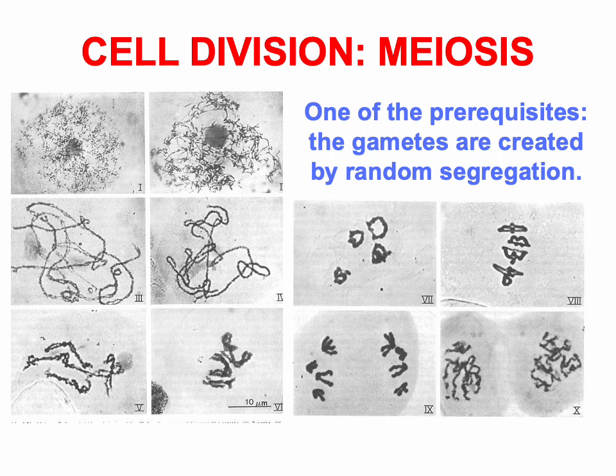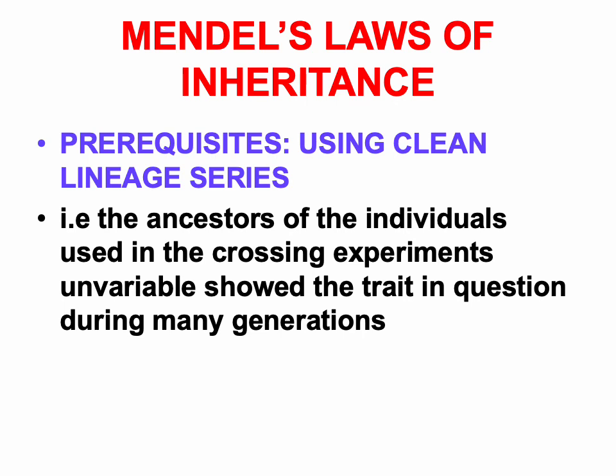Here I have to mention, previously, one of the Mendelian rules' prerequisites: the gametes are created by random segregation. So Mendel's laws of inheritance have prerequisites. He was using clean lineage series, that is, the ancestors of the individuals used in the crossing experiments invariably showed the trait in question during many generations. It means, in detail and in modern language, the prerequisites.